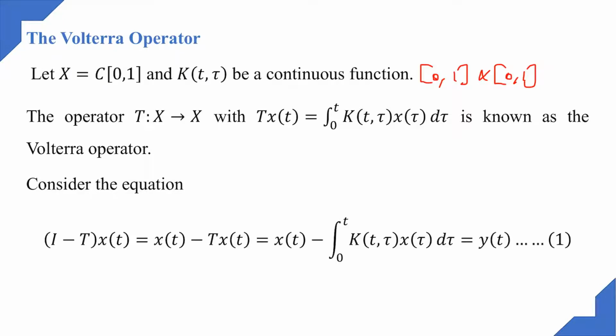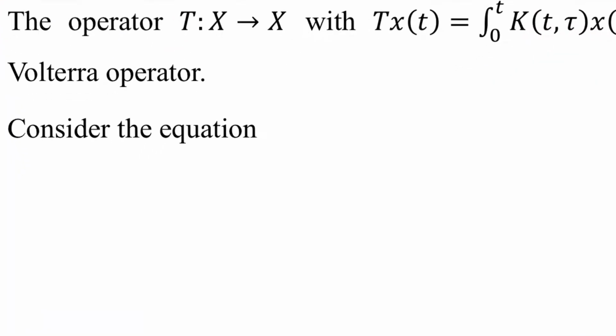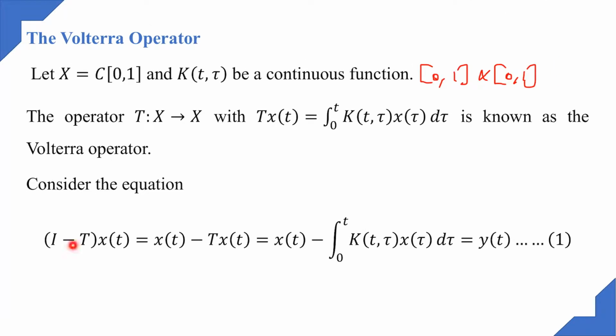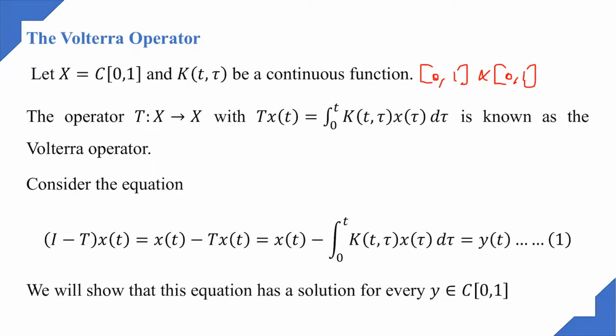Now we will consider the equation (I minus T) x(t), which is equal to x(t) minus Tx(t), which is equal to x(t) minus the integral from 0 to t of k(t, τ) x(τ) dτ, and we will denote this operator by y(t). Now we will show that this equation has a solution for every y element of C[0,1]. For every y element of C[0,1], we will prove that this equation has a solution.